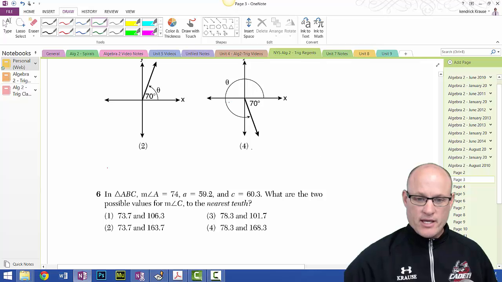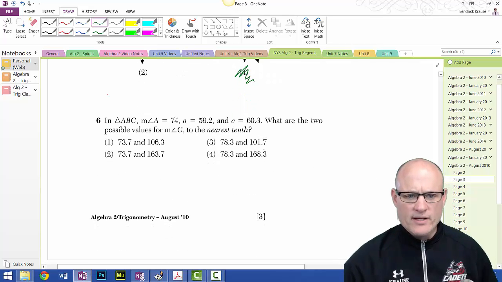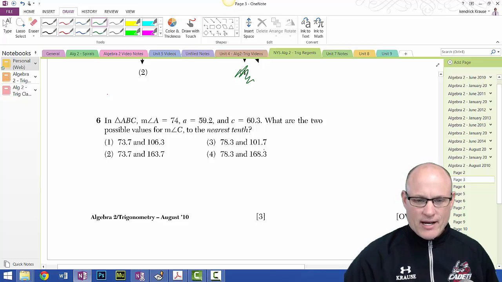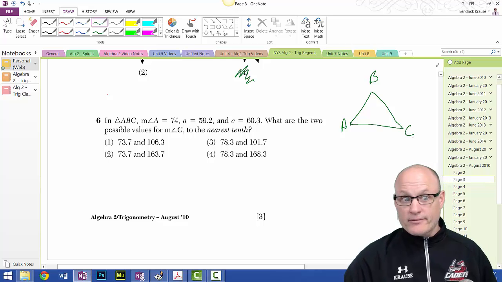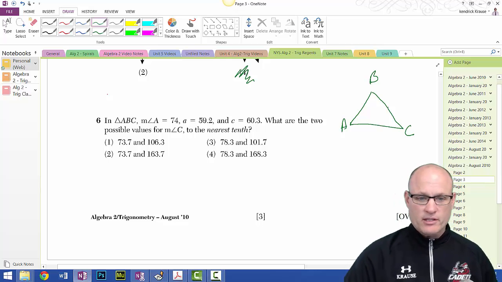All right. What are the two possible values? So, we got a triangle plus 2 possible values. You had better know this is the law of sines. Anytime you're talking about how many triangles this and how many triangles that, we're talking about the law of sines. So, A is 74. And B, let's see, 59.